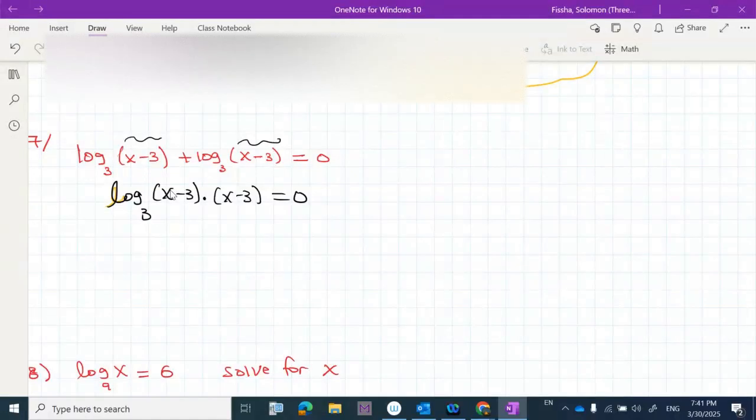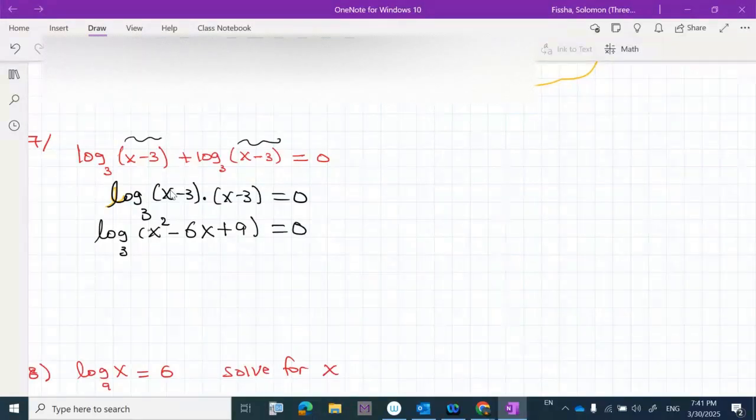If I multiply this, that will give me log base 3 of x squared, then x times minus 3 is minus 3x, and another minus 3 times x is minus 3x. This is going to be minus 6x, plus negative 3 times negative 3 is plus 9, equals 0. Excellent.